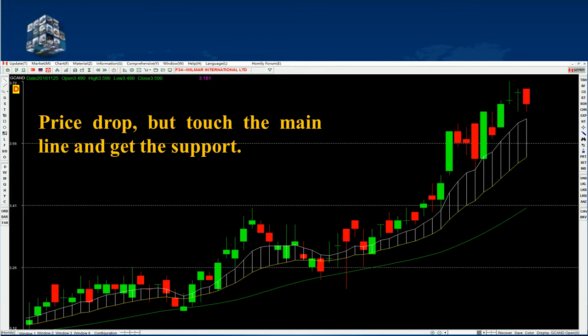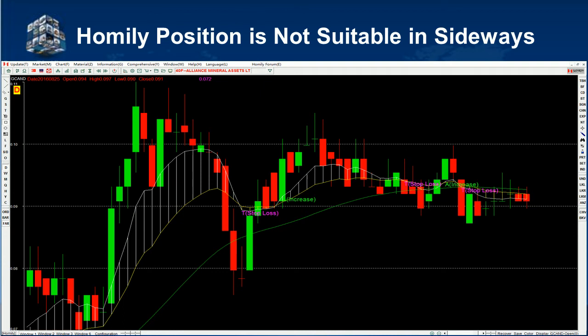So when is this not suitable? In sideways. If you see the price is in sideways, you'd better not use this signal to judge, okay? Because if you use this one, buy, sell frequently, you will lose money, okay? So if you see the trend is sideways, you'd better not use this function to judge, okay? So hold my position and combine with the bottom catch.